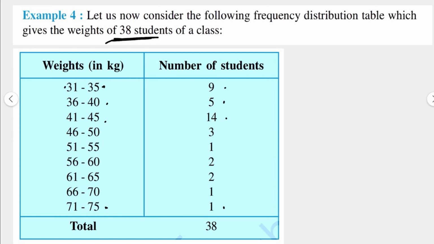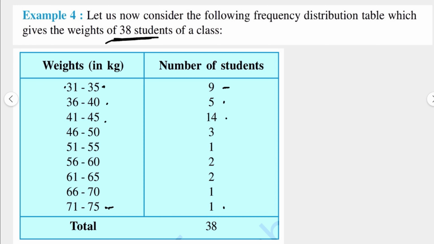The lowest interval we have taken is 31 to 35, and it has 9 students in it, and the highest weight category is 71 to 75. There is only one student in this category. So this is a question which gives the weight of 38 students, which we have represented through the table, taking the intervals 31 to 35, 36 to 40, and so on.